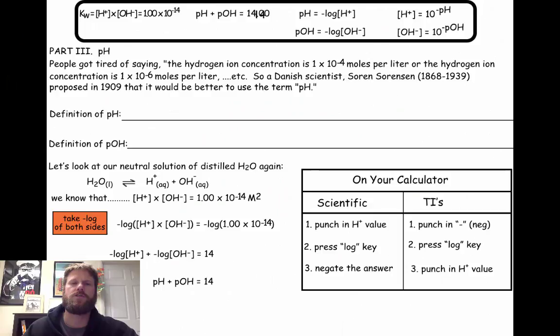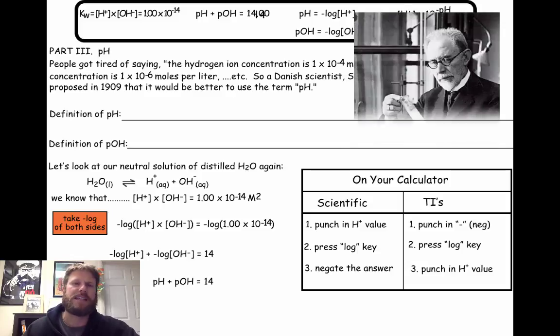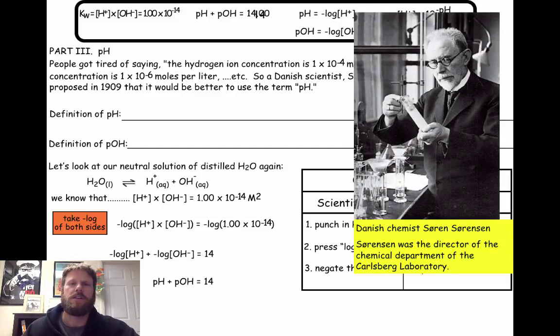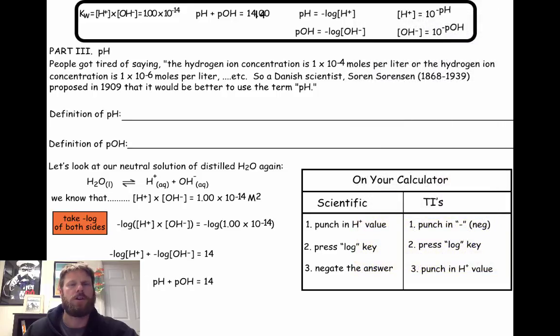So when dealing with hydrogen ion concentrations and hydroxide ion concentrations, we are often dealing with numbers that are hard to comprehend and sometimes even harder to say. So a Danish scientist named Soren Sorensen developed a more convenient way of expressing hydrogen ion and hydroxide ion concentrations in acidic and basic solutions. He developed the concept of pH.